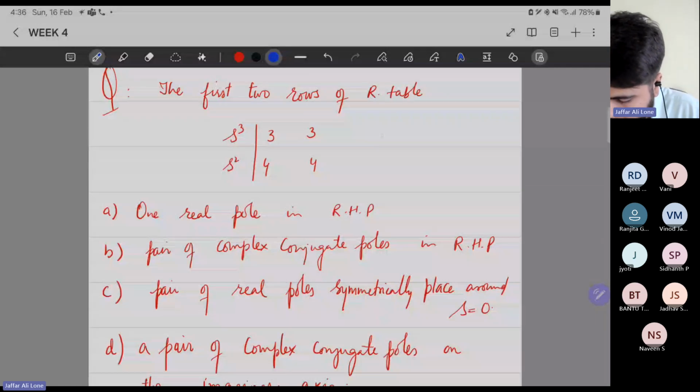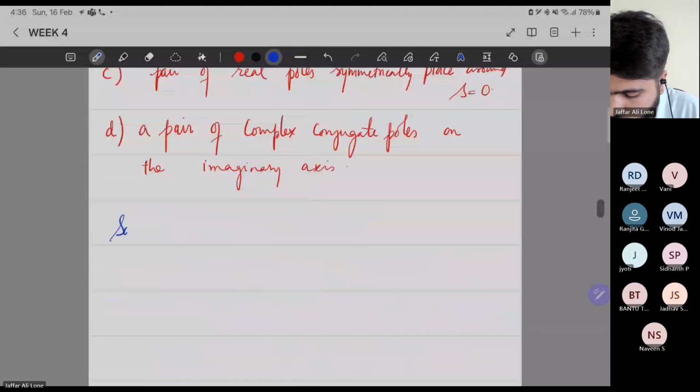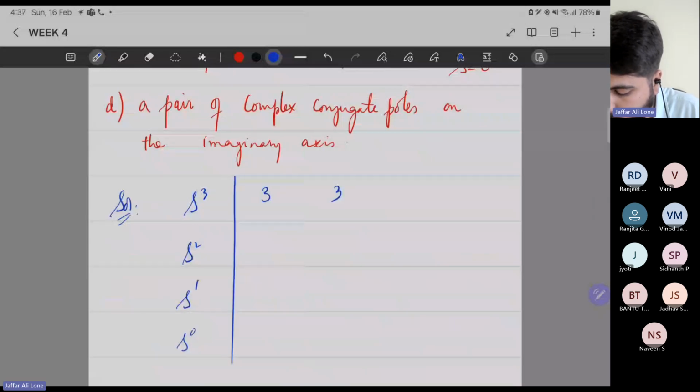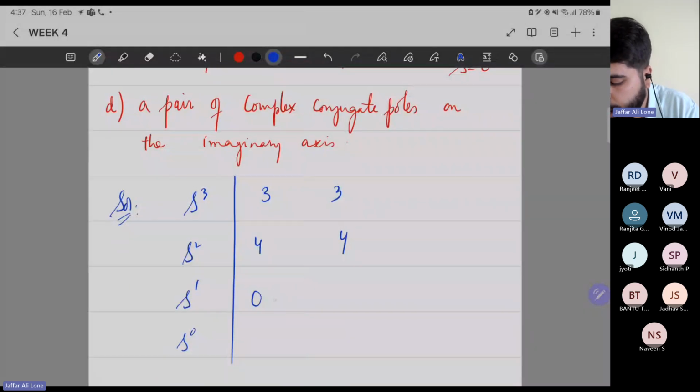See, this is s cube, this is s square, s1 and s naught. We have 3, 3, 4, 4. What will be s1? 4 3s are 12 minus 4 3s are 12, 0. So it's a row of zeros, or it's a zero element because it's an s1. You can also replace it with epsilon. For example, if I replace it with epsilon, it will be 4 epsilon minus 4 divided by epsilon. It will be 4.